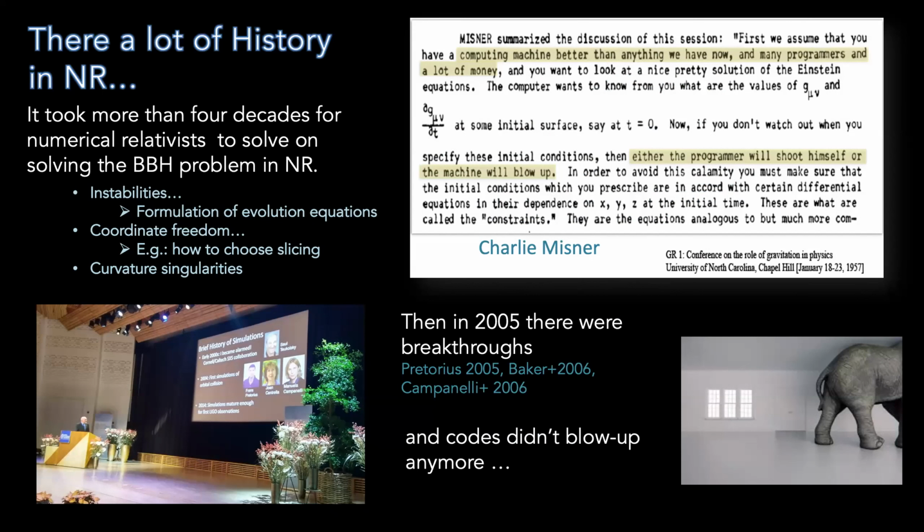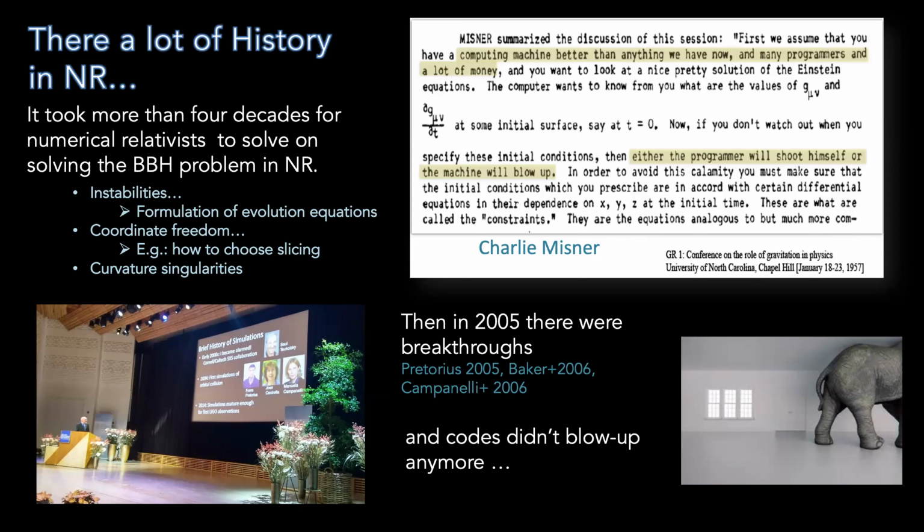And I really like this writing from the first, and this was from a proceeding of the first GR1 conference done by Charles Misner. And you can see how in this very first conference, so you see that this is dated actually 1957, right? And he had somehow predicted the difficulty, okay?